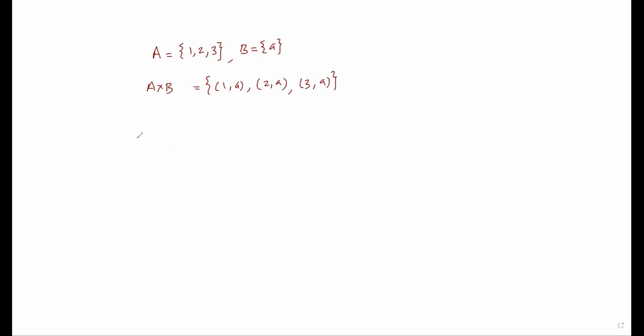Then any subset of A cross B is called a relation from A to B, isn't it? Here you have A, here you have B, this is A, B.